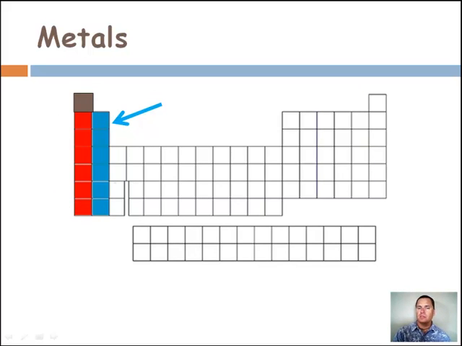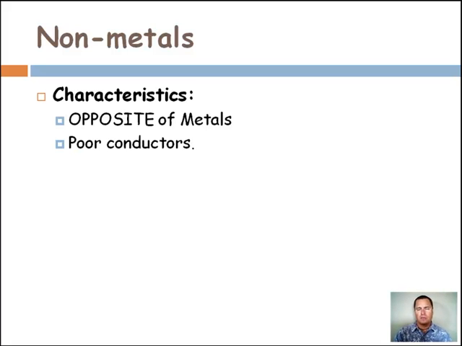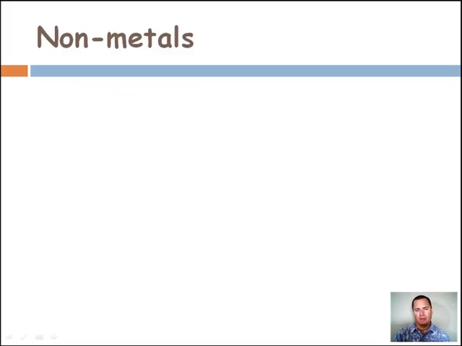Let's jump to the other side of the periodic table, to our nonmetals. Okay, nonmetals basically have the opposite characteristics of metals. They're poor conductors of heat and electricity. They're brittle, meaning they break easily. They're not ductile, meaning they can't be drawn into wires. They're not malleable, they can't be pounded flat.